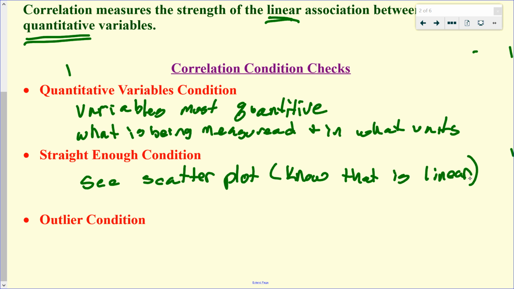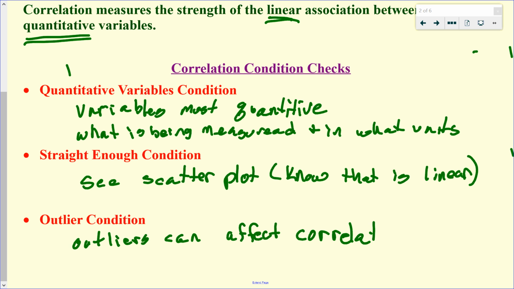And then outliers. Are there outliers? Outliers can play around with correlation. The presence of an outlier can increase or decrease correlation. So outliers can affect correlation. Depending on the information that we have, we may be able to calculate the correlation with or without the outliers, so we can compare to see the type of effect they're having.